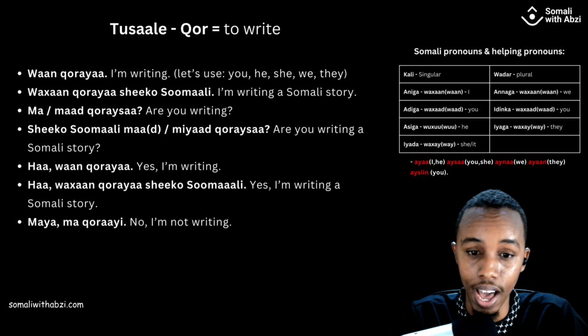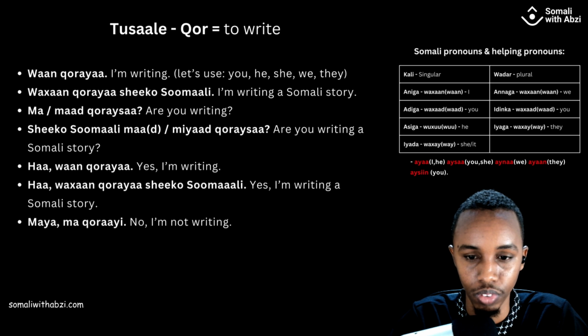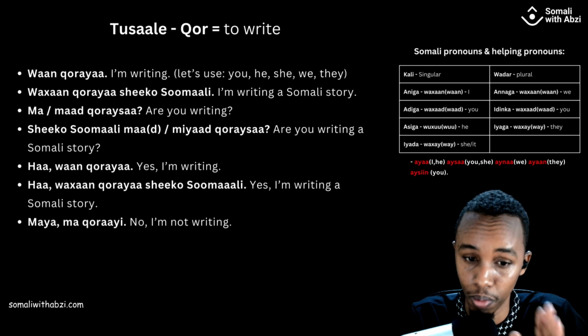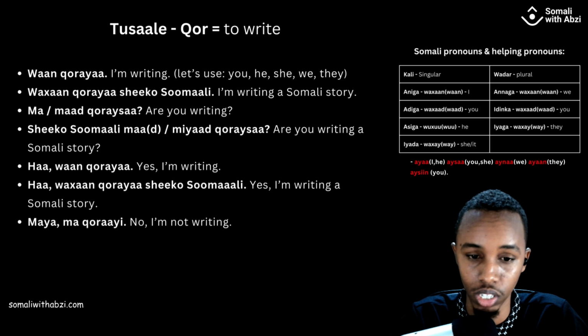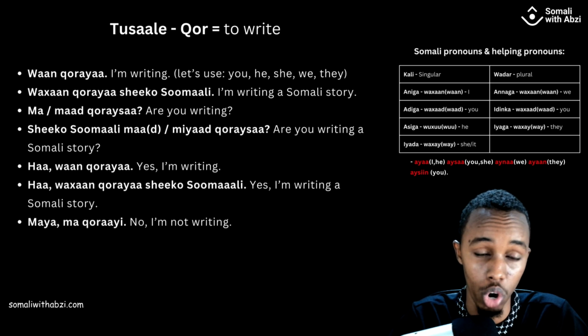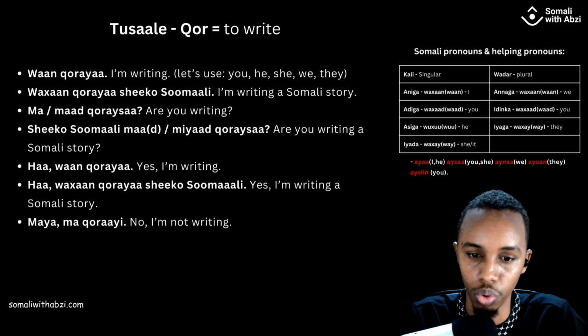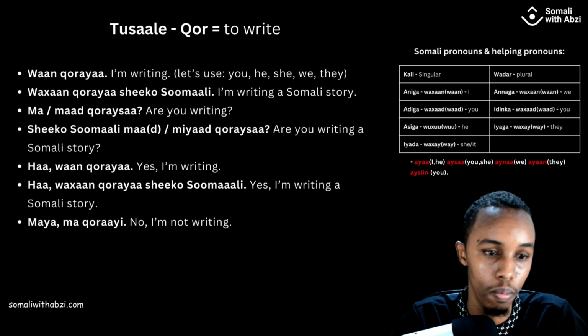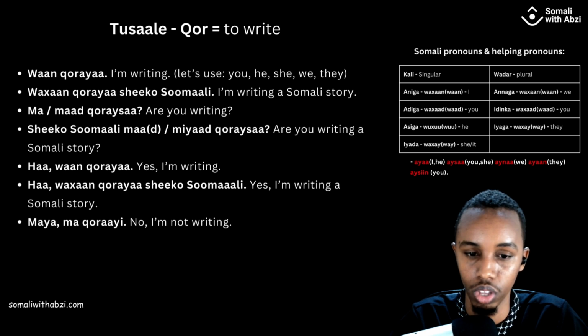The next is, ha waxaan qorayaa sheeko Somali. So yes, I'm writing a Somali story. This is a long answer. Please do not say that in real-life Somali. Just use shortened ways. Waan qoraya. Ha. That's very useful. For negative, no, I'm not writing, you can just say maya or ma qorin, but don't say them together. Maybe ma qorin, maybe maya. Yeah, that's very helpful, I think.